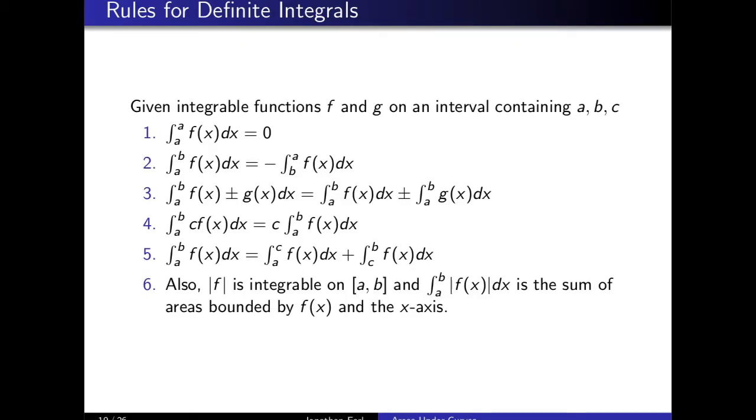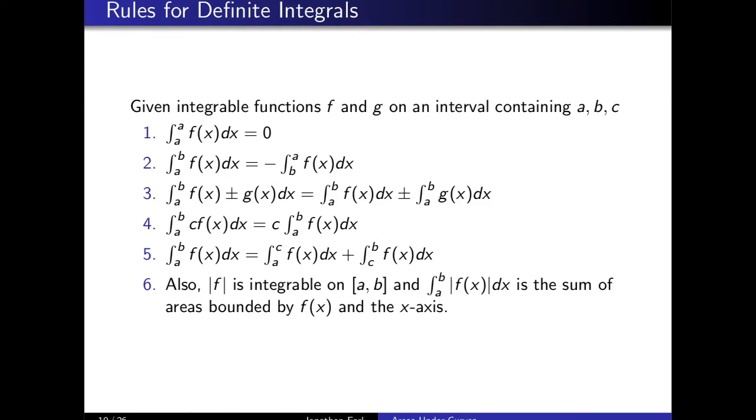Okay, so that tells us some nice ways that we can find exact areas under curves, and then we have a couple of rules for definite integrals. So the integral from a to a is 0. Think about that as you have the area of a rectangle of width 0. It's 0. The integral from a to b of f of x is equal to minus the integral from b to a of f of x.